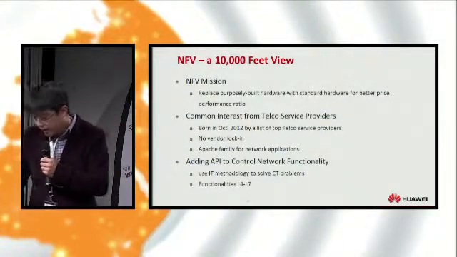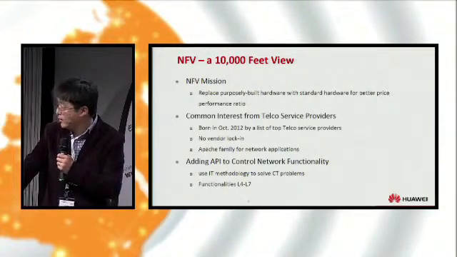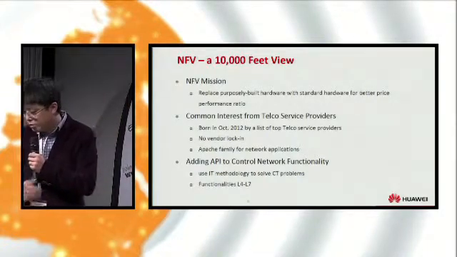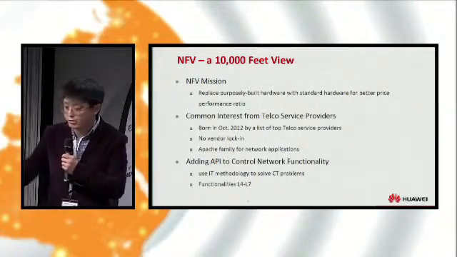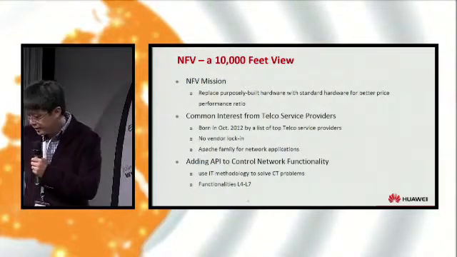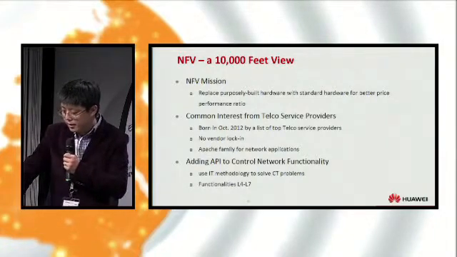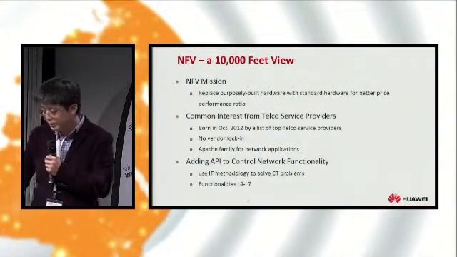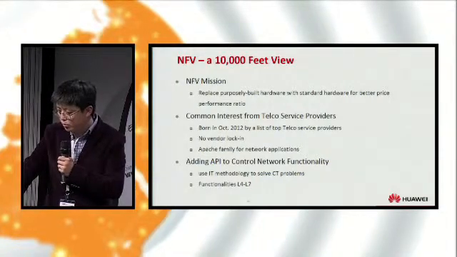So NFV is another very active topic, at least in my company. Basically, it tries to replace purpose-built hardware with standard hardware for better price. Right? You invest the same amount of money, you get more return. So that's another common interest from telco service providers. It is 2 years later than when OpenStack first incepted. It was born in October 2012.